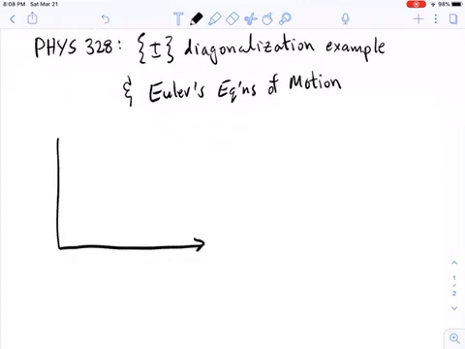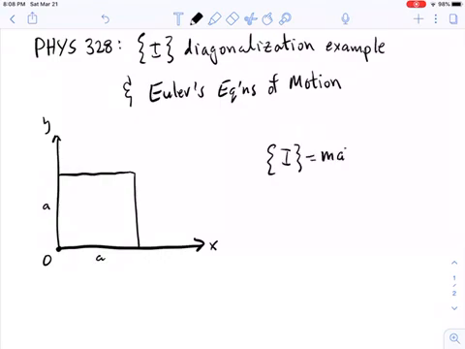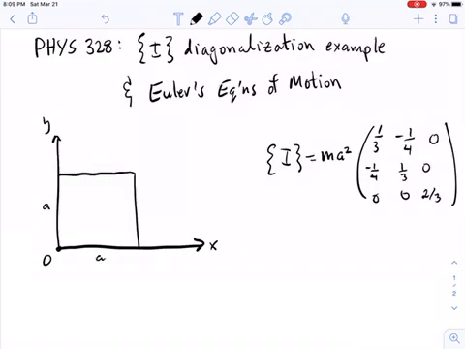What we know already is that if we had an XY coordinate system with a Z-axis coming out of the board, and we had a thin square slab with sides of length a, and we pick as an origin the lower left corner, we've already calculated this rotational inertia tensor, and the result was 1/3, minus a quarter, minus a quarter, 1/3, 0, 0, 0, 2/3. And so there are some off-diagonal elements.